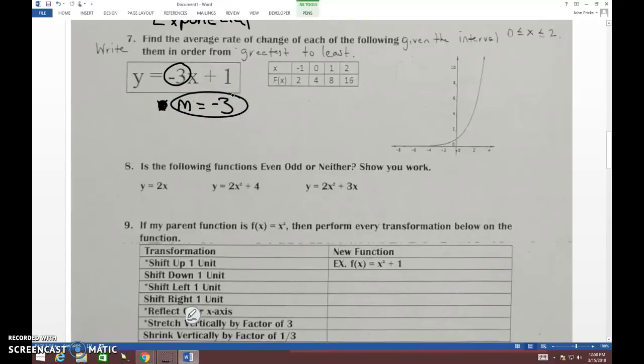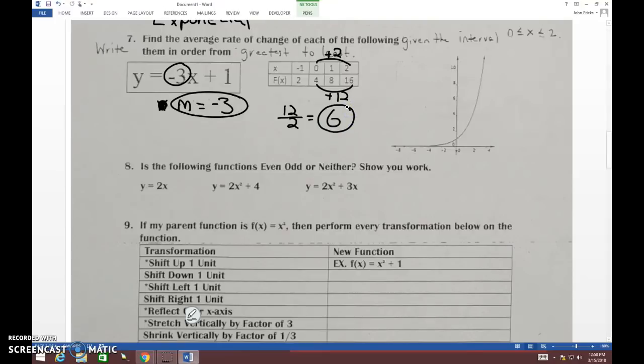Next, we have from 0 to 2. So from 0 to 2 is going to be an increase of +2. And then from 4 to 16 is going to be an increase of +12. So y's over x's, so that's going to be 12 over 2, which is going to give us an answer of 6.